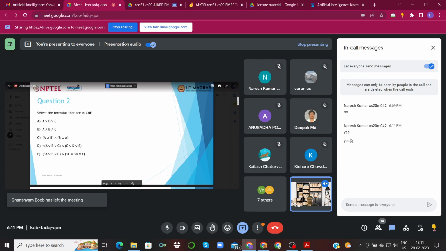Yes, once again, thanks Naresh. So this is clearly a proper fit as per the definition of a CNF, where we have A and B and C. So A is C1, B is C2, and C is C3. So B is also in CNF. What about C?